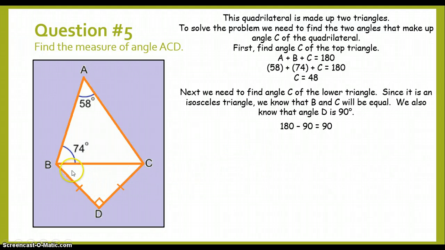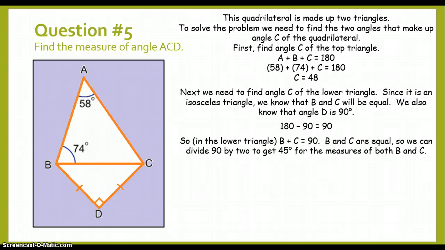So we know that the angles of these two added together are going to be equal to 90 because this 90 has already been taken out. And since we know that they're equal, these two angles, B and C, we can just take 90 divided by 2, because we have 90 degrees left. So each angle is equal to 45 degrees, both B and C on the bottom. So angle C on the bottom is equal to 45 degrees.